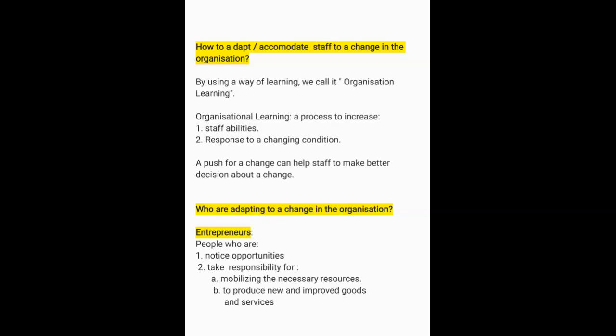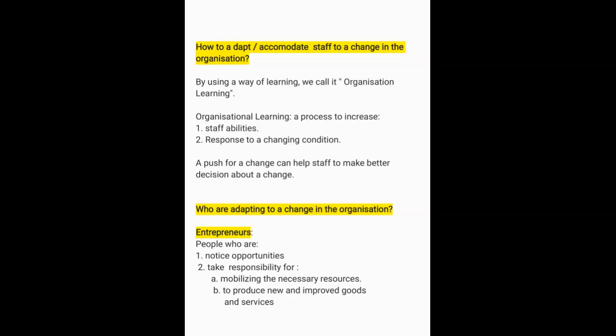It is very easy. How to adapt a staff to a change, to lead them to accommodate themselves to a change by organization learning. Organization learning is a process where you let the staff learn from the working environment, from the change that is happening in the company, in order to increase their skills and learn something new, and they respond and reply to this changing condition. Okay, it is a way to motivate and to encourage people to make better decisions about a change.